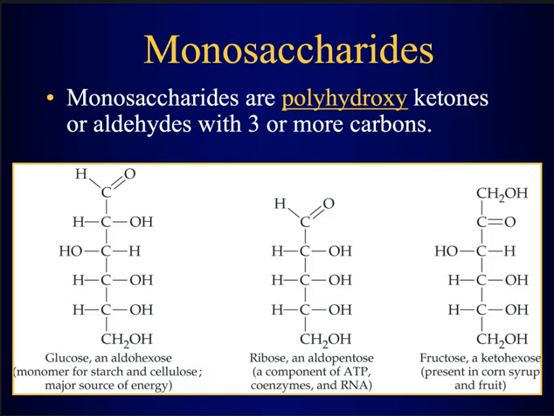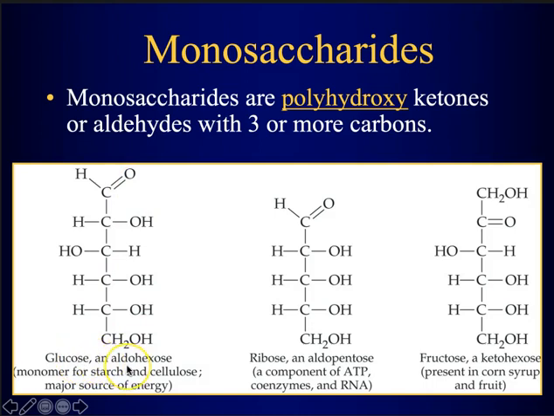Alright, so we're going to take a look at each of these groups and categories in turn. So let's first start off with our monosaccharides. These monosaccharides are polyhydroxide ketones or aldehydes with 3 or more carbons. If we look at glucose, glucose has 1, 2, 3, 4, 5, 6 carbons. Notice that at the end of glucose, there's an aldehyde molecule.